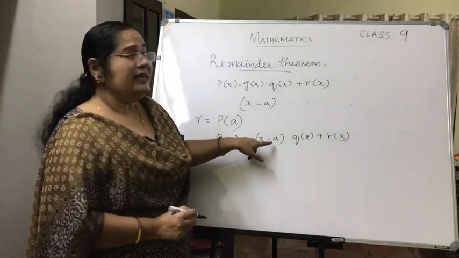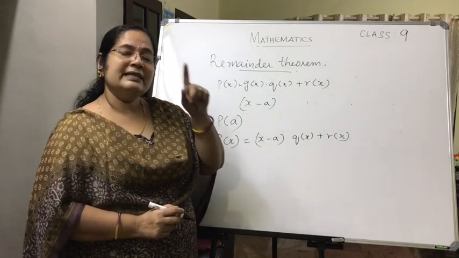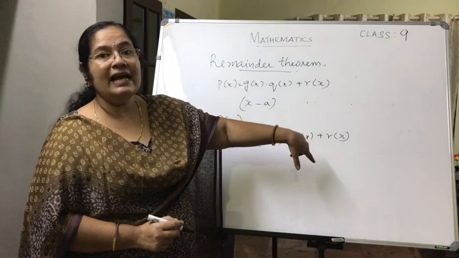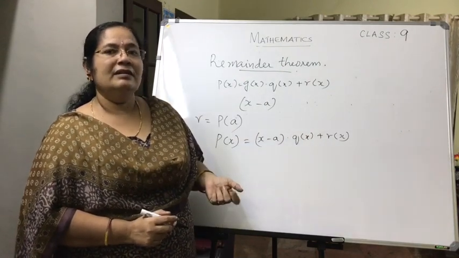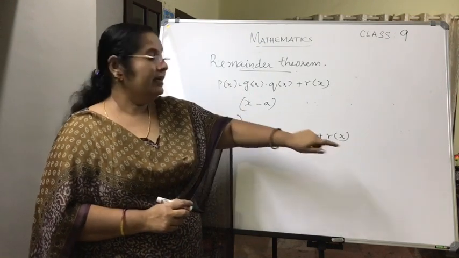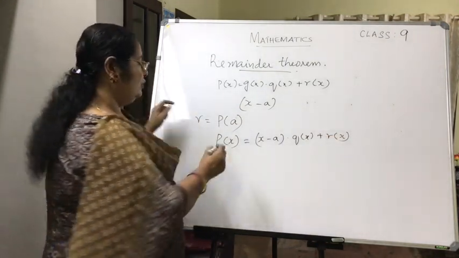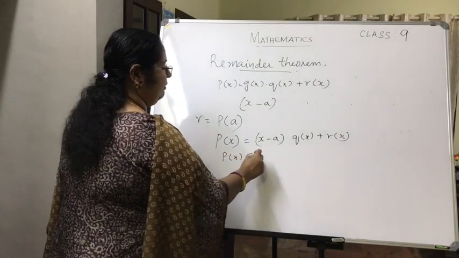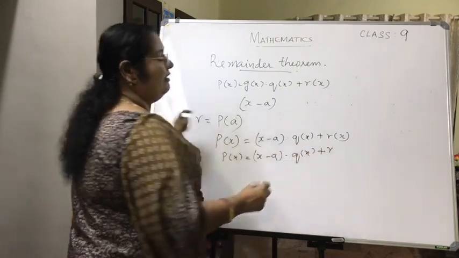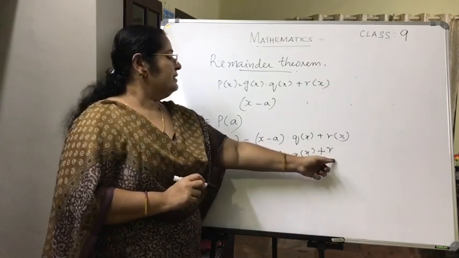Now since x minus a is a linear polynomial, its degree is 1. So the remainder will have a degree less than 1, which means degree 0. So the remainder will become r itself, because x raised to 0 is 1. So you can rewrite this as P of x equals x minus a into q of x plus r, where r is a real constant now. This is the fact.